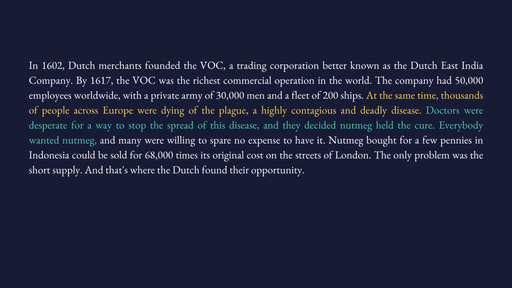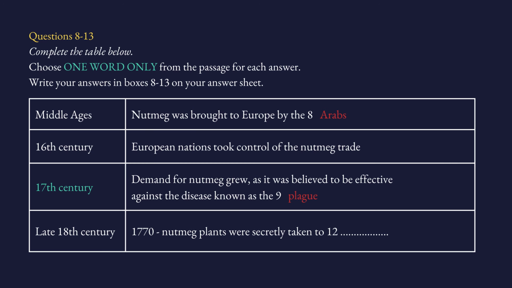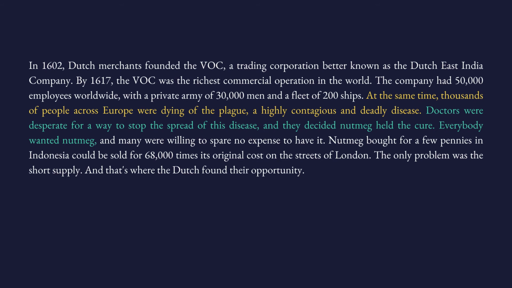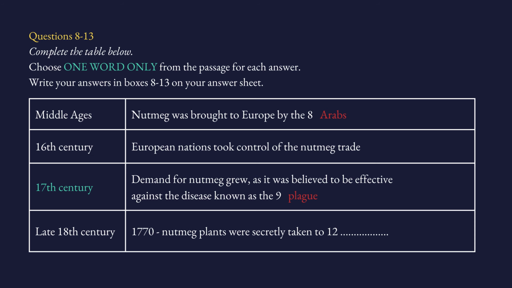And here we have it, the name of the disease. Thousands of people were dying because of plague, a contagious and deadly disease. Contagious is an adjective. It means something that spreads very rapidly. So we found the name of the disease, plague. Let's go to the following sentence and see what's what. Doctors were desperate for a way to stop the spread of this disease, that is plague, and they decided nutmeg held the cure. They thought that nutmeg was going to cure this plague. So everybody wanted nutmeg. And we have the answer. We don't need to go forward.